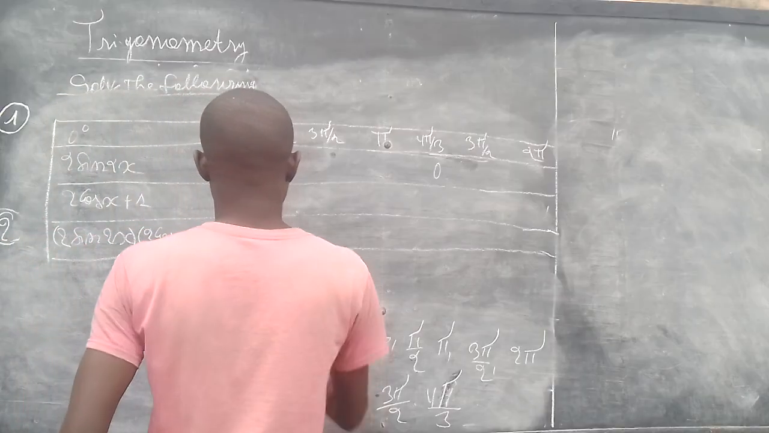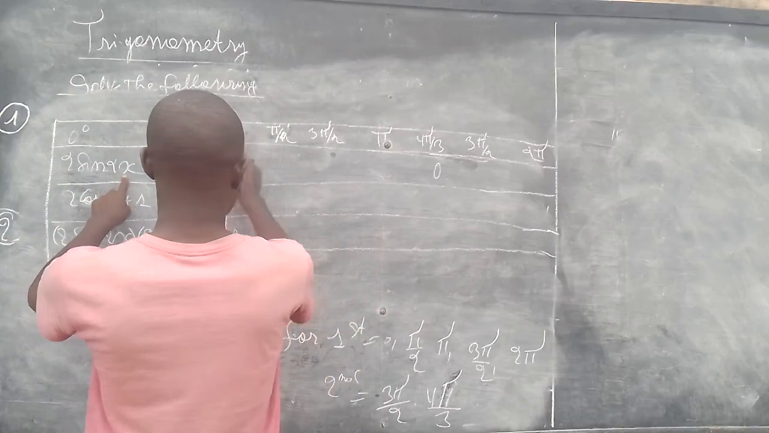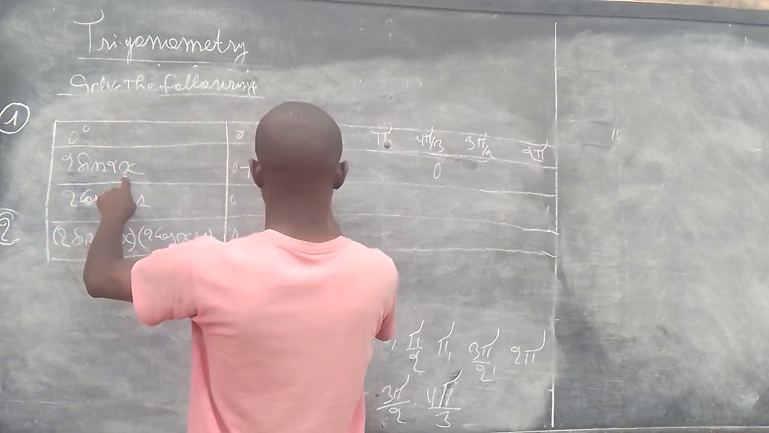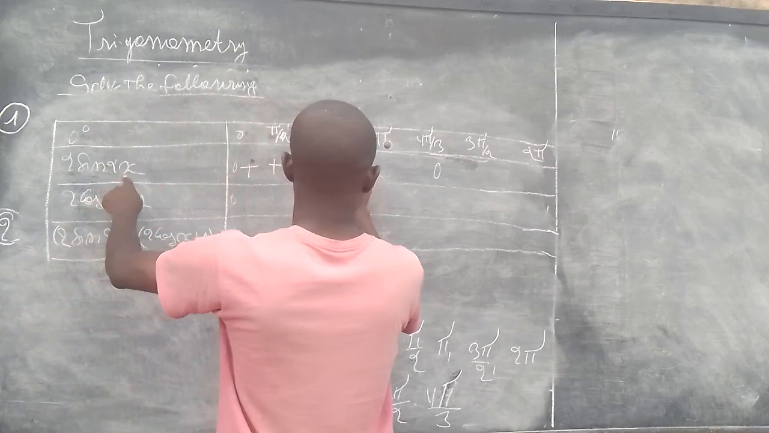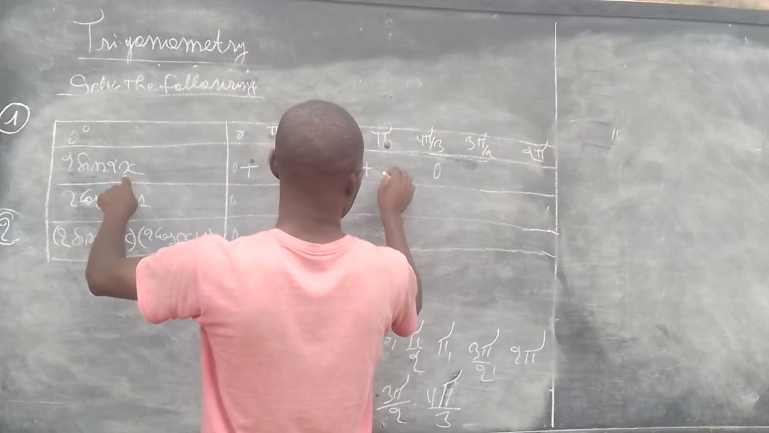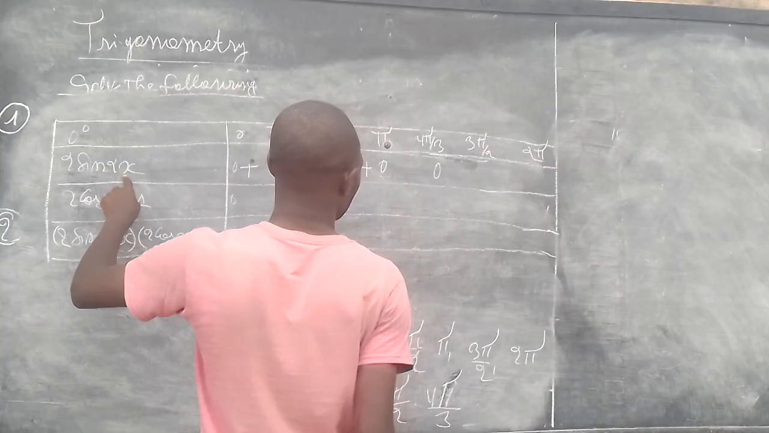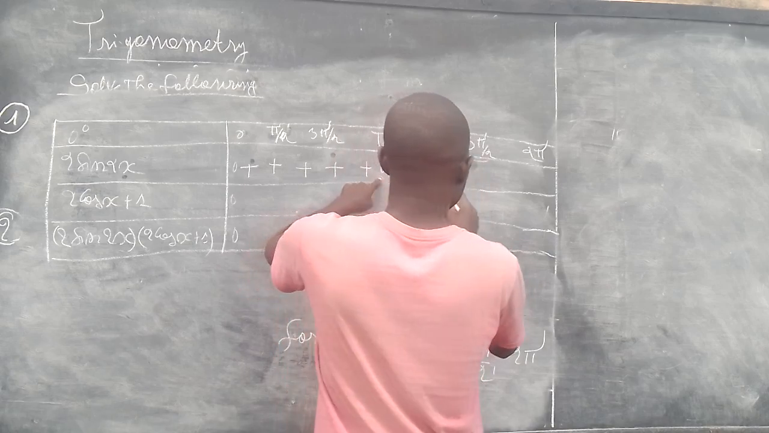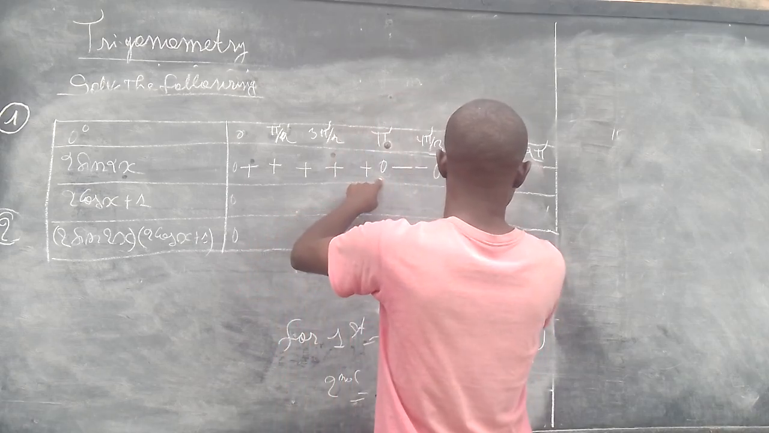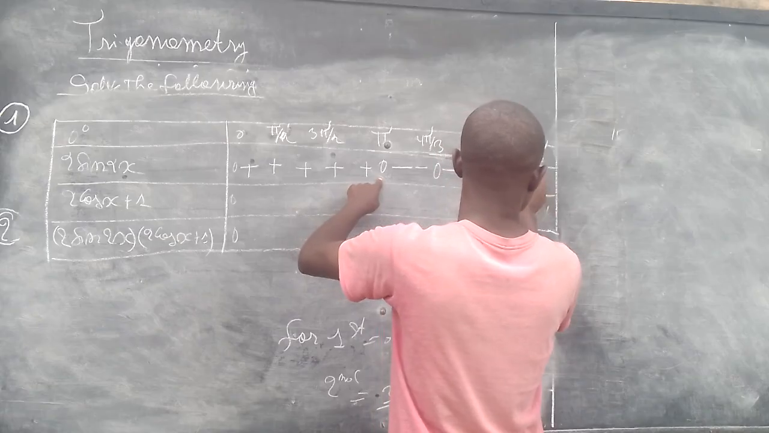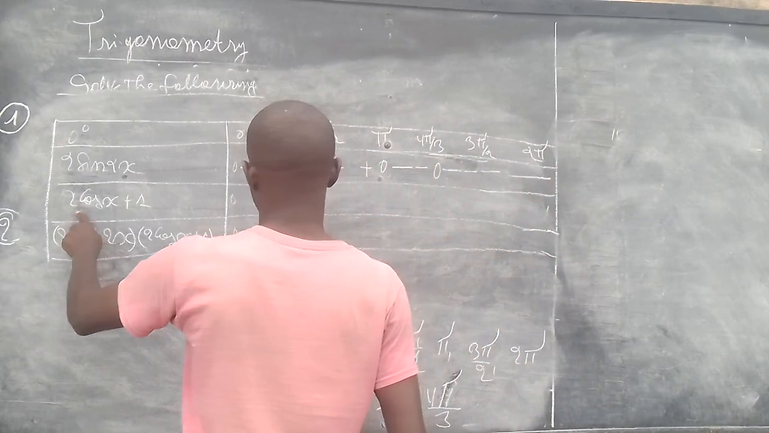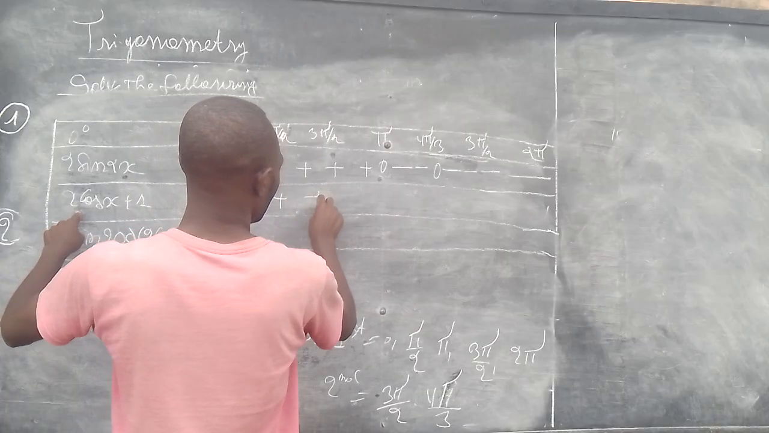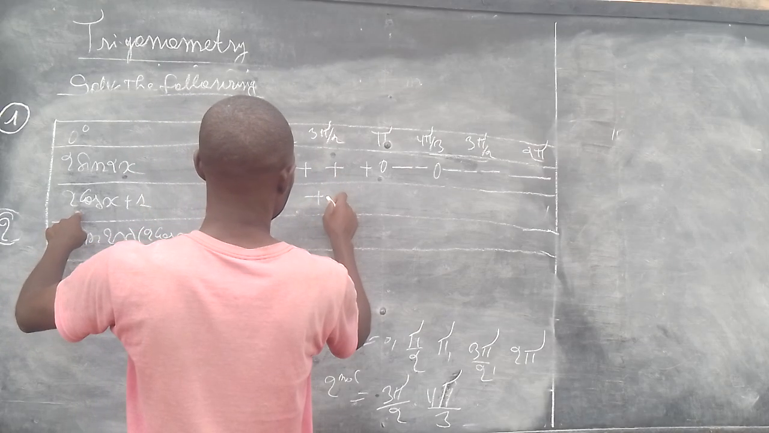So 2 sine pi, here we have positive, positive. Here we have 0, and then negative, negative, negative, and also negative. So here we have positive, positive, positive, 3 pi, positive.